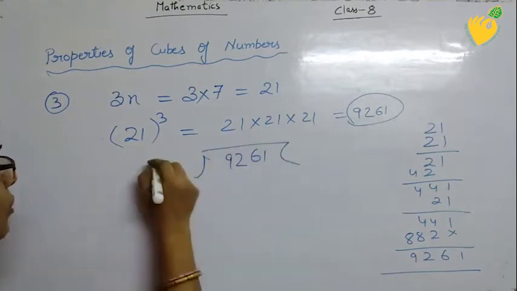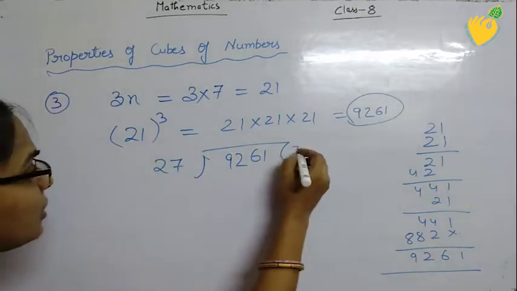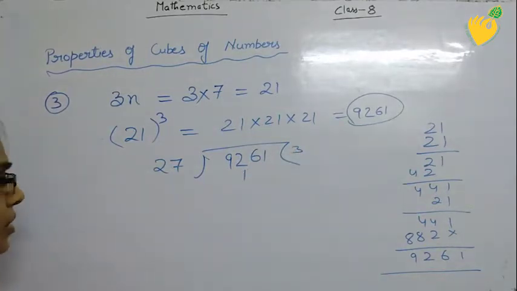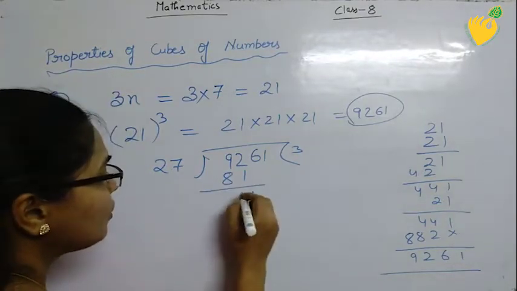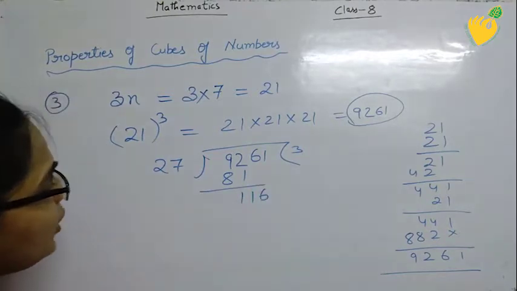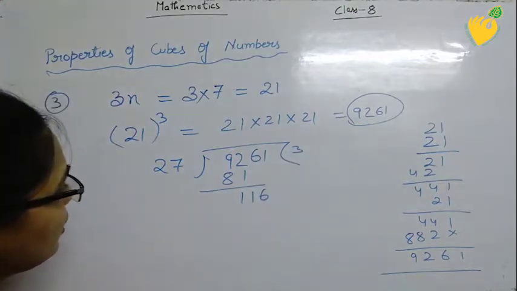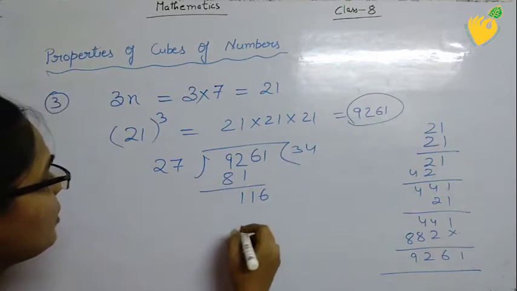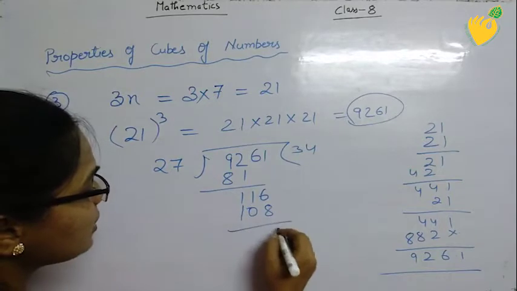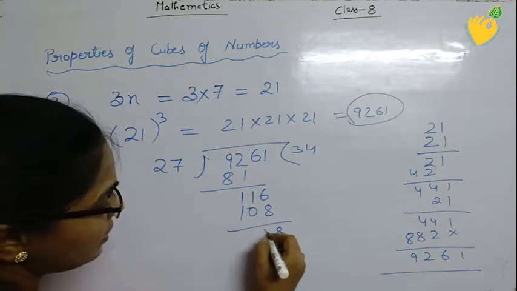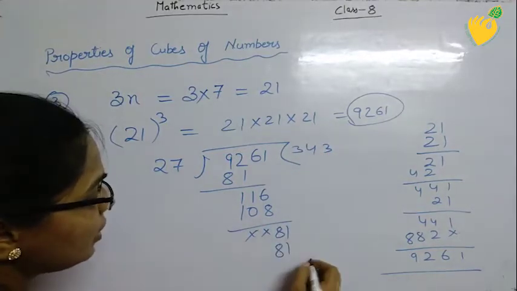9261 divided by 27. 27 times 3 is 81, 92 minus 81 is 11, bring down 6, 116. How many times will 27 go? It will go 4 times. 4 sevens are 28, 4 twos are 8, 108. 116 minus 108 is 8, bring down 1, 81. 27 again goes 3 times, 81.